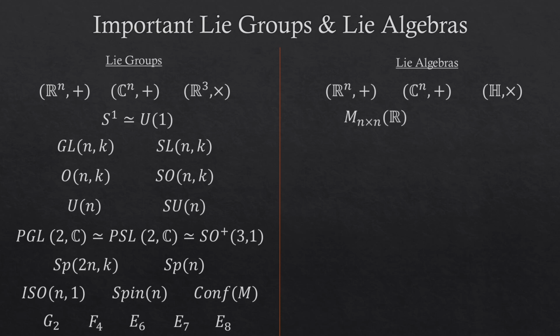But now we have the n by n matrices over the real numbers, as well as the n by n matrices over the complex numbers in general. And so these are basically all the vector spaces of n by n matrices with a Lie bracket between matrices A and B that equals A times B minus B times A.